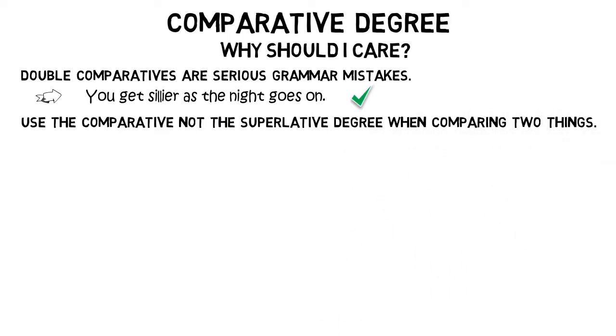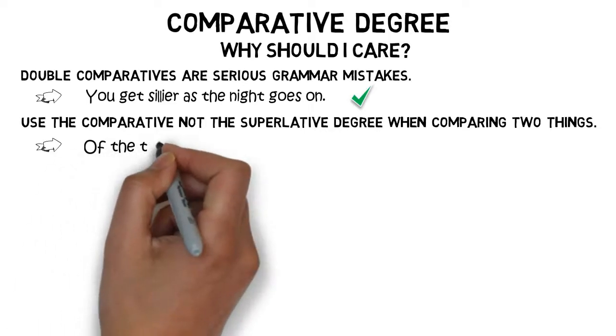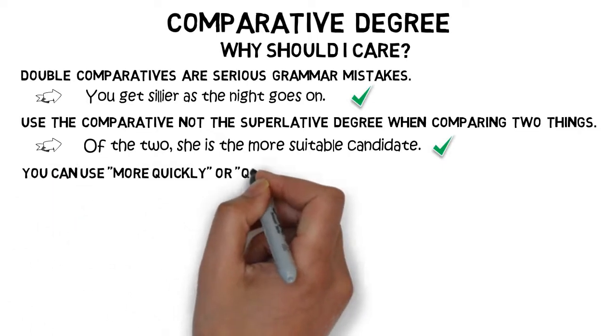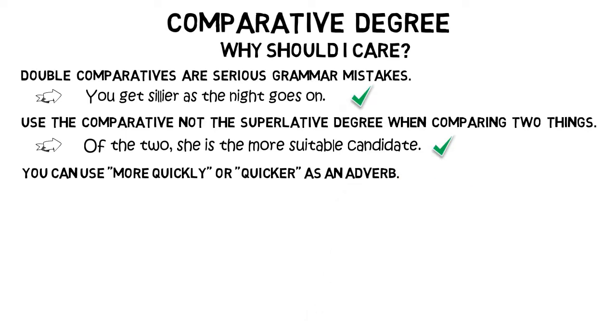Here's another reason why you should care. Use the comparative degree, not the superlative degree. And we've got a video on the superlative degree, and that's when you say things like most or best when comparing two things. So if it's two things, you need the comparative degree. So of the two, she is the most suitable candidate. Now that sounds okay, but actually that's the superlative degree. You want the comparative degree for two things. So this should say, of the two, she is the more suitable candidate. I don't think we can call that a serious mistake, but if you want to be accurate, go for the comparative with two things.